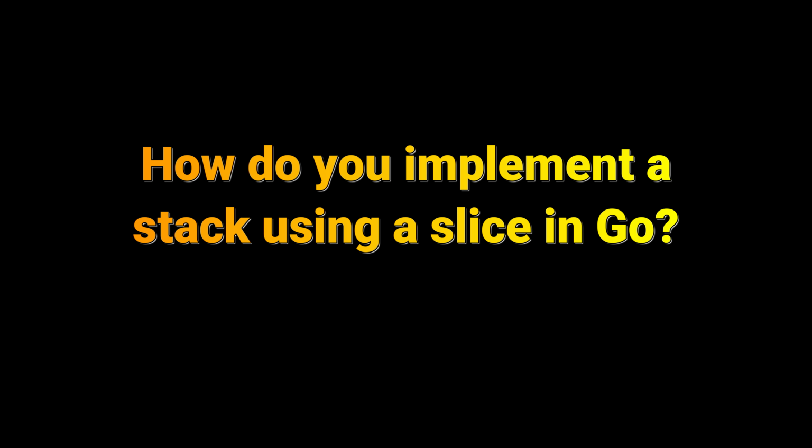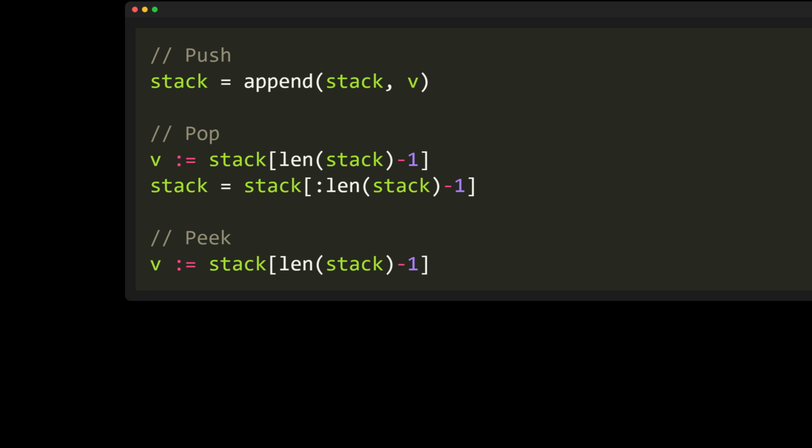Question: how do you implement a stack using a slice in Go? To use a slice as a stack in Go, you push elements by appending them to the slice. To pop an element, you get the last element first, then shrink the slice by 1 by slicing off the last element. To peek at the top without removing it, you just access the last element directly. This is a simple and efficient way to implement stack behavior in Go using slices.